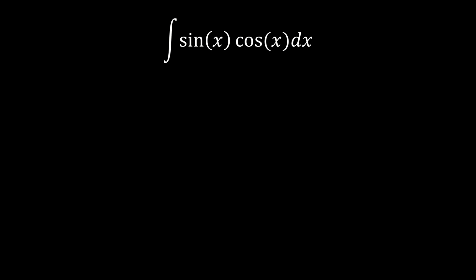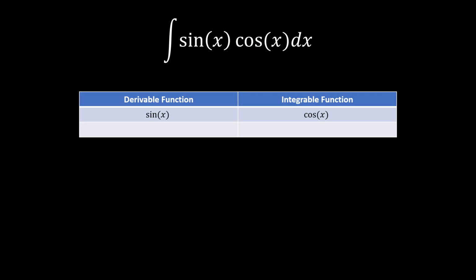So let's look at 2 final integrations where we can use the tabular method, but in reality, it would be much quicker if we don't. But let's just take the integration of sine x cosine of x dx. It doesn't necessarily matter, but let's say we derive the function sine of x to get cosine, and we integrate the cosine x function to get sine of x.